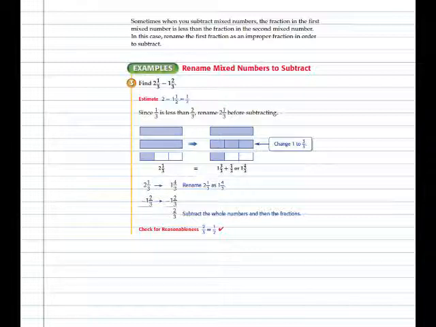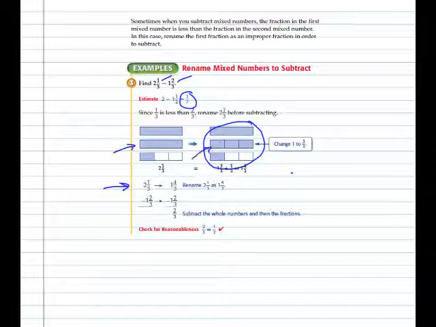So 2 1/3 minus 1 2/3, we can't subtract 2/3 from 1/3. We're going to estimate, say 2 minus 1 1/2 is 1/2, which means our answer is going to be a really small fraction. We have to rename 2 1/3 before subtracting. Down here you can see that they've renamed that as 1 4/3. Now, they've kind of shown you up here what that looks like.